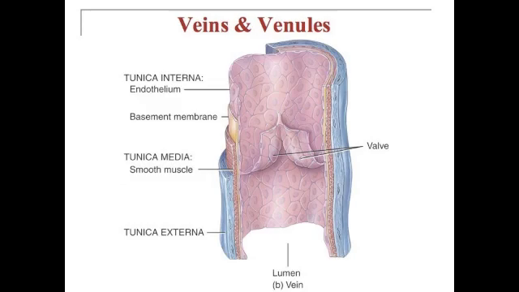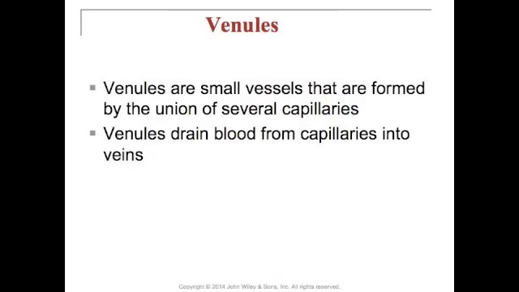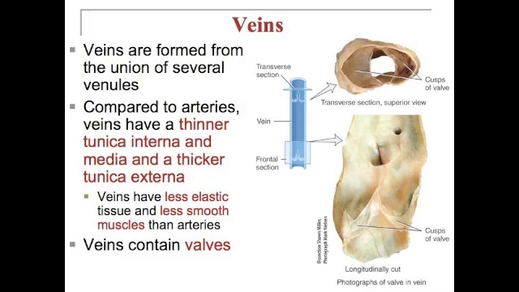So we're going to switch gears now and start talking about veins and venules. Venules are small vessels that are formed by the union of several capillaries. Venules drain blood from capillaries into the veins. Figure 21.5 on page 778. Veins are formed from the union of several venules. Compared to arteries, veins have a thinner tunica interna and media and a thicker tunica externa. Veins have less elastic tissue and less smooth muscle than arteries.